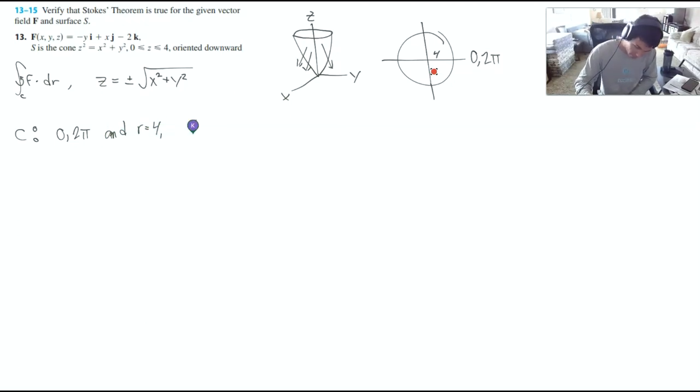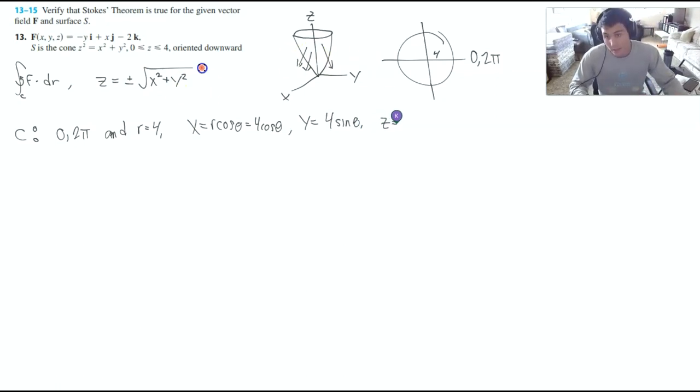And then we could say that x is equal to r cosine theta, and in our case it's 4 cosine theta. And similarly, y is equal to what? 4 sine theta. And we could say that z is what? Well, z is this. And we're going to pick the positive version, because we don't want to have 2 cones facing each other. We just have 1 cone. And z says it's from 0 to 4. So yes, we're picking the positive version of this.